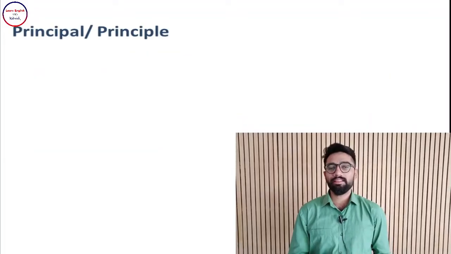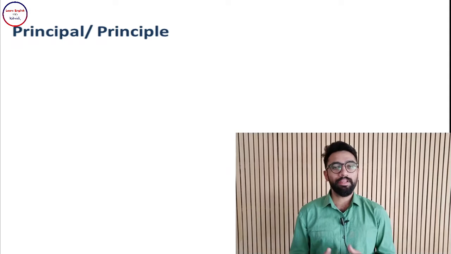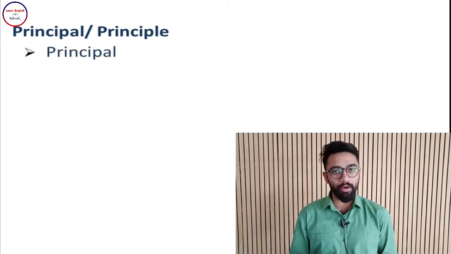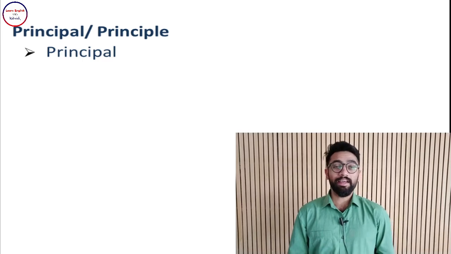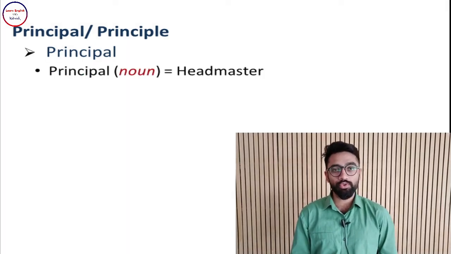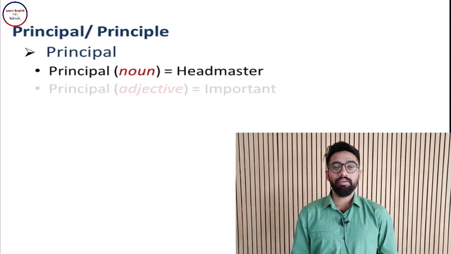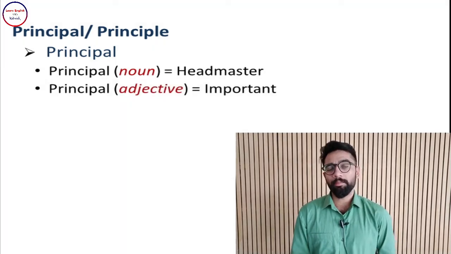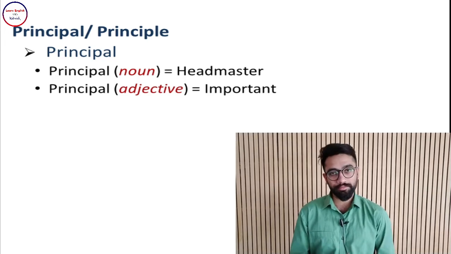Now the next pair has two confusing words, principle and principal. The first, principal, is something we are already aware about, but again it has two different meanings. When we take it as a noun, it is the headmaster of the school, and the second, when we take it as an adjective, it becomes a word which is equivalent to important.